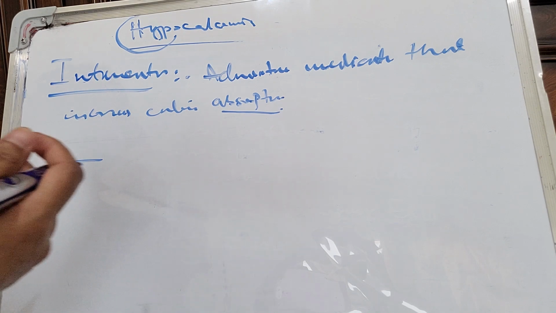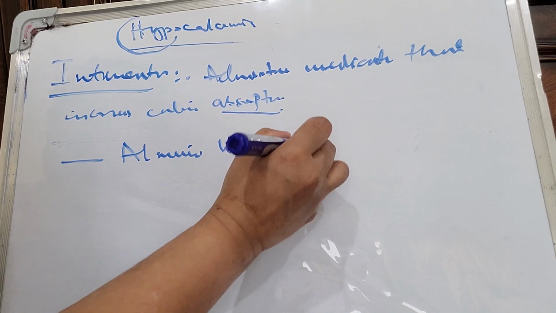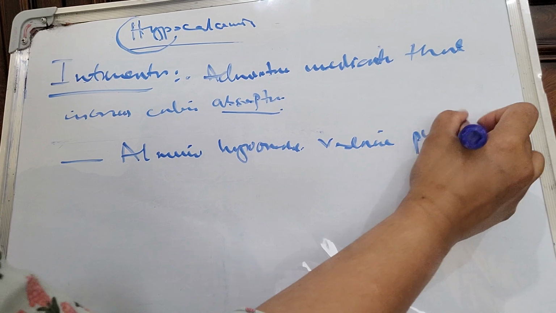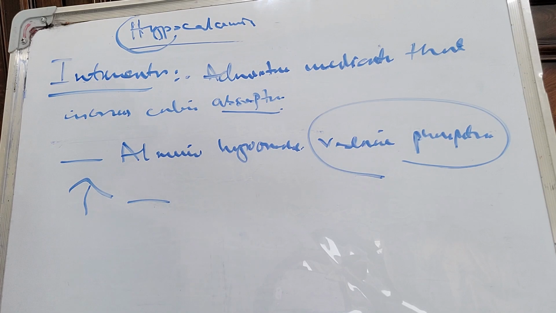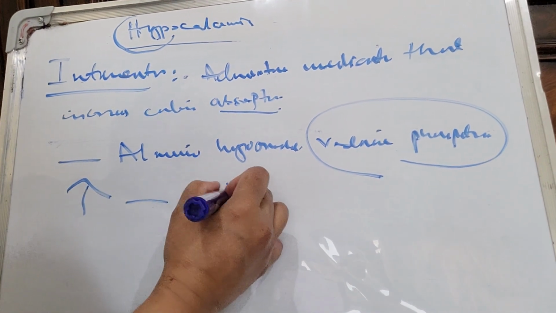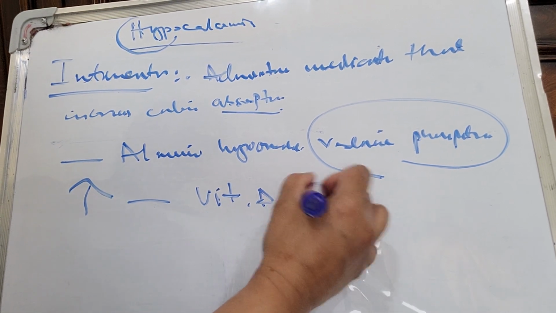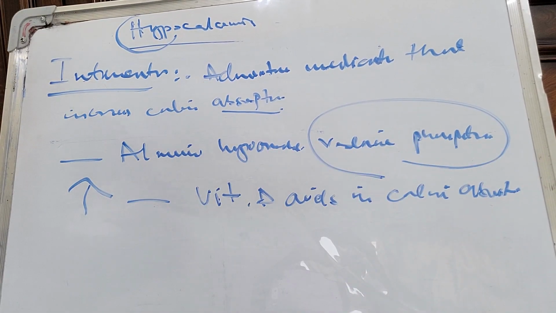So aluminium hydroxide reduces phosphorus level. If the phosphorus level is reduced, the calcium will automatically increase. It is a counter effect to increase the calcium level. Then vitamin D. Vitamin D aids in calcium absorption. So these medications help the absorption of calcium.